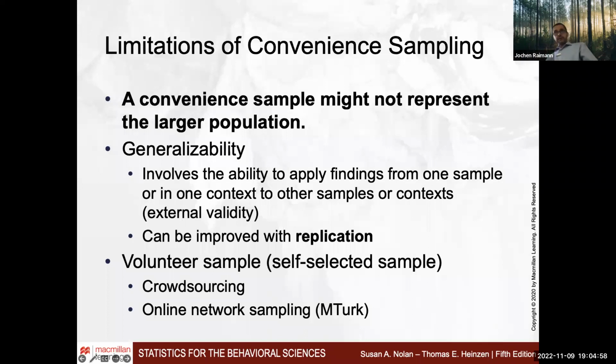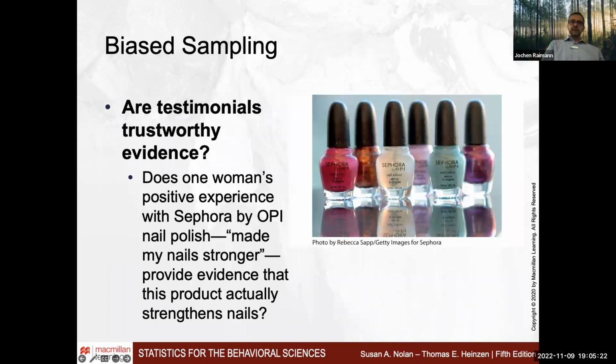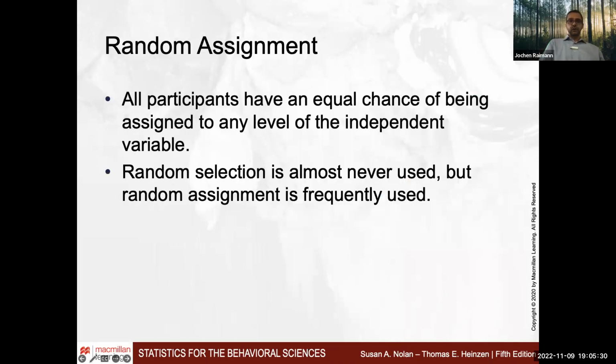Generalizability can be improved with replication. So this is when you take your survey and then you go to the different boroughs and you do the same survey there, and then you basically get a more random representation, or more generalizable insight, into what your survey actually shows. Volunteer samples are obviously self-selected samples, which suffer again in terms of generalizability, and can be crowdsourcing or MTurk. We talked about this. Same issue with the biased sampling, and testimonials are not necessarily insightful and to be taken always with caution.